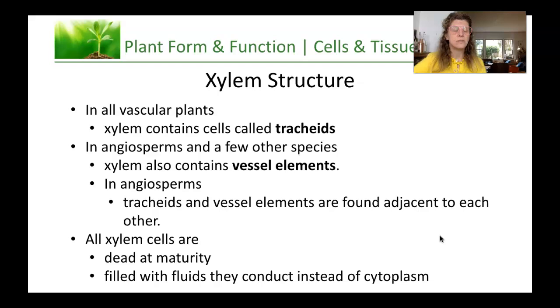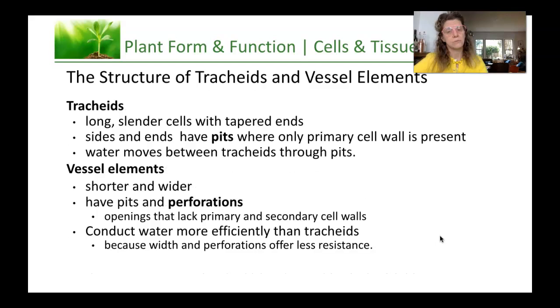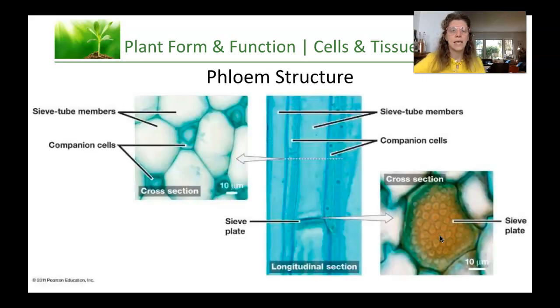Also remember that xylem cells are dead at maturity and they're filled with fluids they conduct instead of cytoplasm. The structure of tracheids and vessel elements are a bit different. Tracheids are longer, slender cells with tapered ends. They have pits where only a primary cell wall is present, and the water moves between tracheids through pits, while vessel elements are shorter and wider. They have pits and perforations, and their openings lack that primary and secondary wall, and they conduct water much more efficiently than tracheids. And this is a picture of the phloem structure.